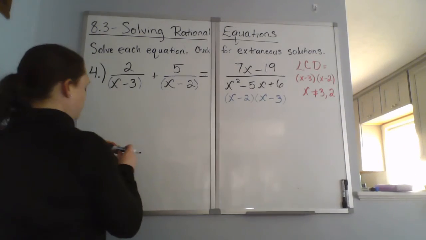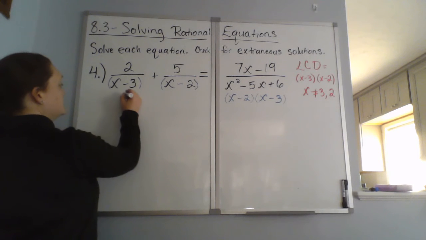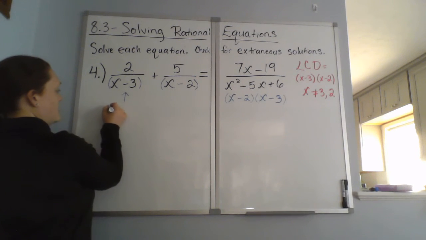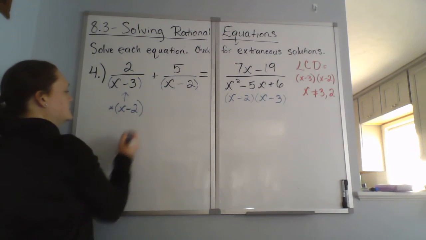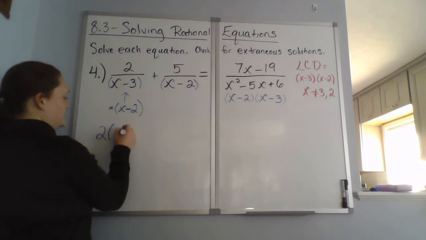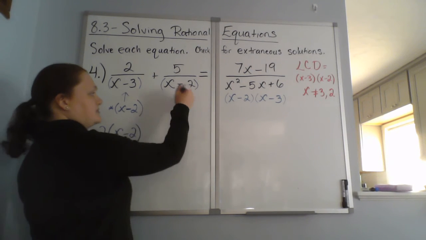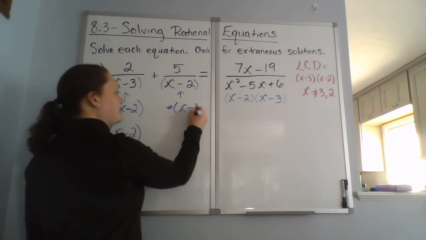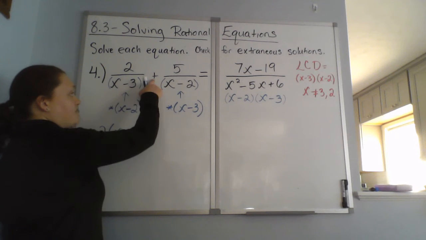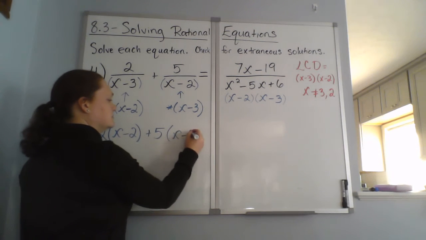All right, so back over here, I need to figure out what am I going to multiply this by to get to x minus 3, x minus 2. So the x minus 3 is already there. I've got to multiply this guy by x minus 2. So that's going to give me 2 times x minus 2 from the numerator. This guy has the x minus 2, but it is missing the x minus 3. So I need to multiply by x minus 3. So I have plus 5 times the x minus 3.